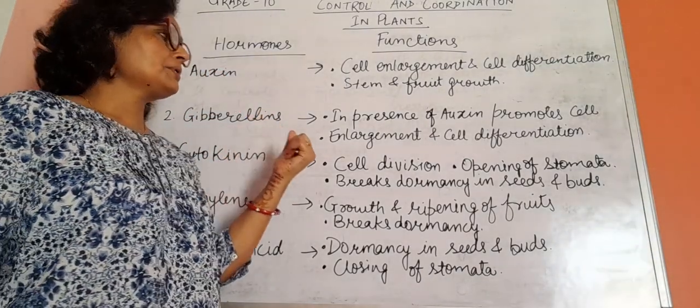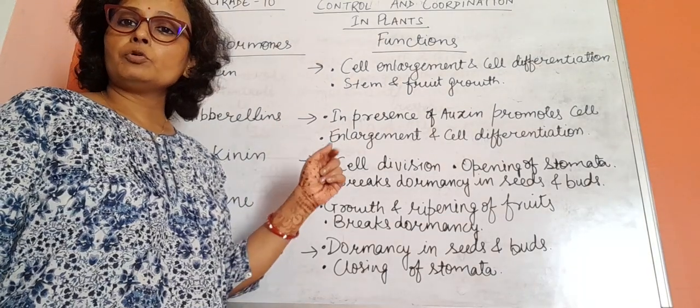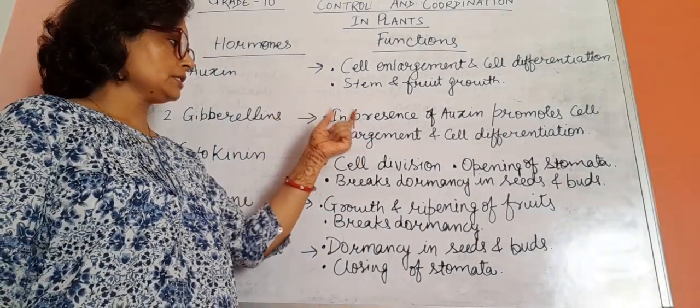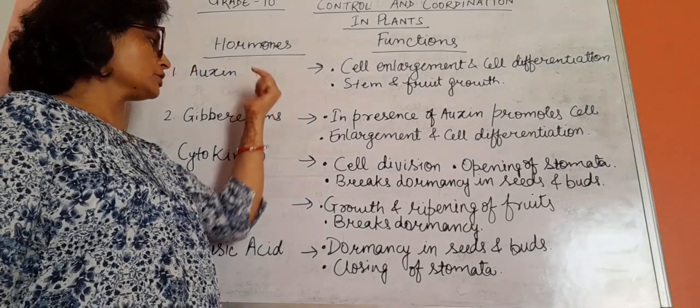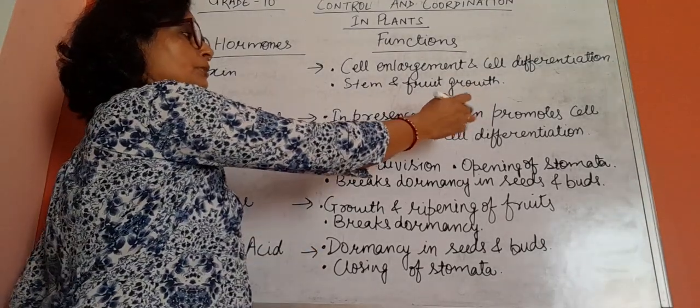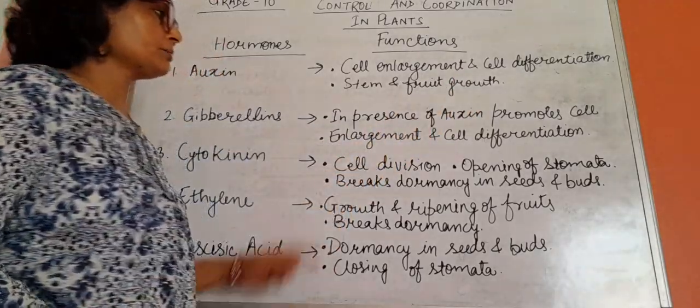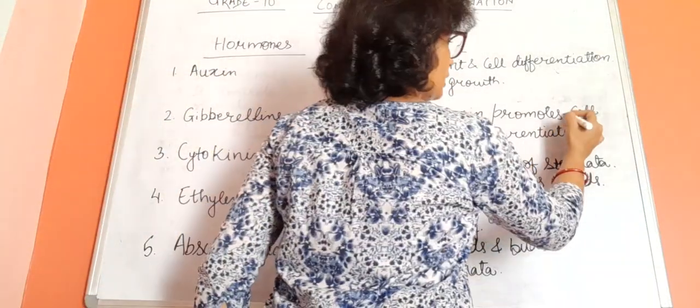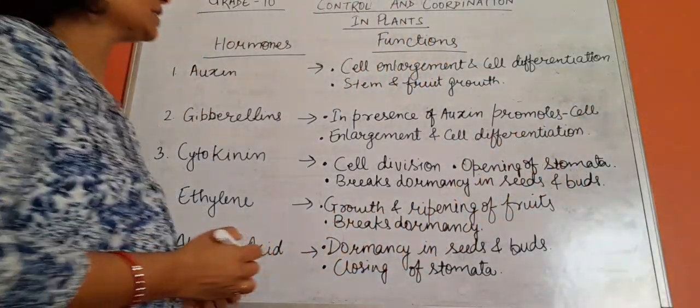Now next is gibberellin. Gibberellin is a hormone which works in the presence of auxin. Auxin is very important for gibberellin. In the presence of auxin only, it promotes cell enlargement and cell differentiation. Okay, it promotes cell enlargement and cell differentiation.